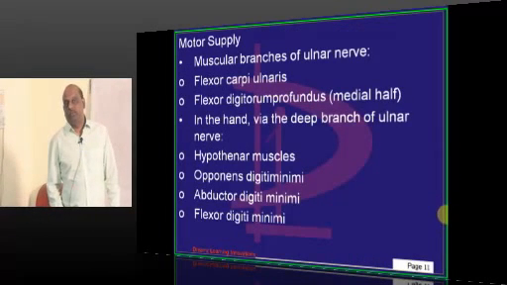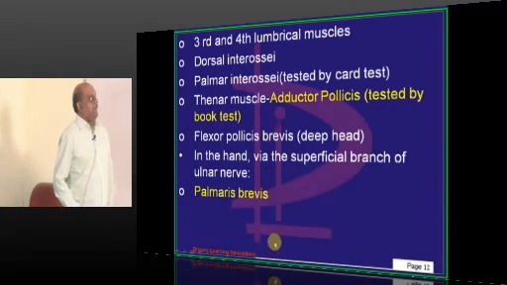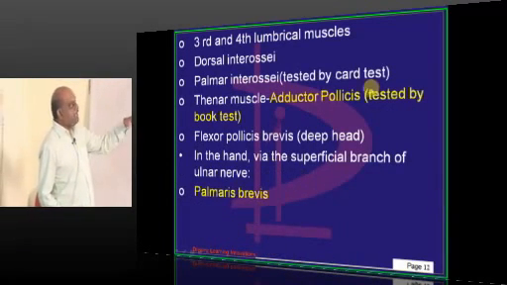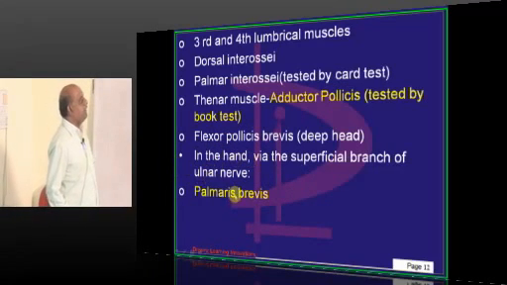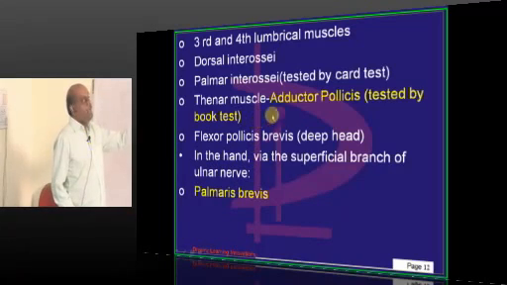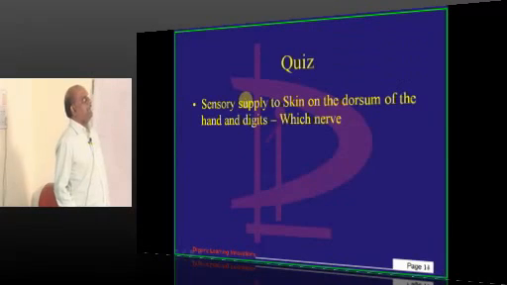So you must know all the motor branches, sensory supply, thenar muscle, especially adductor pollicis, which is tested by the book test. It is by the ulnar nerve, and also the palmar interossei, dorsal interossei, etc.